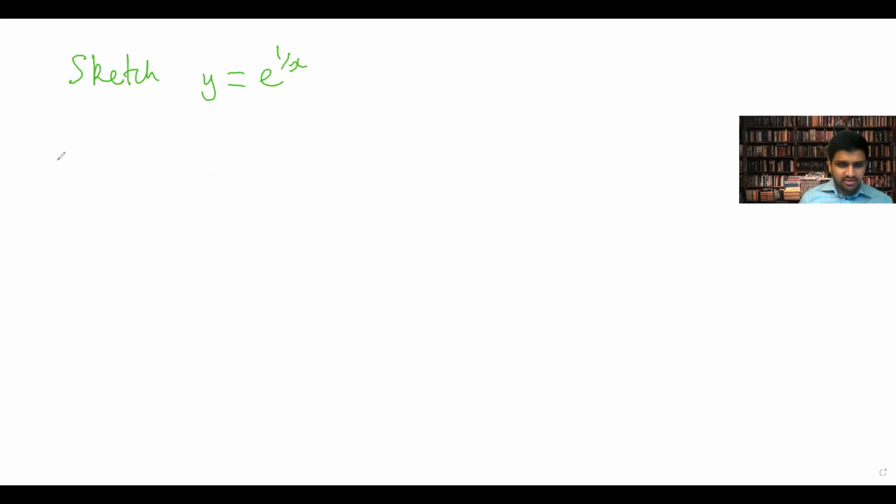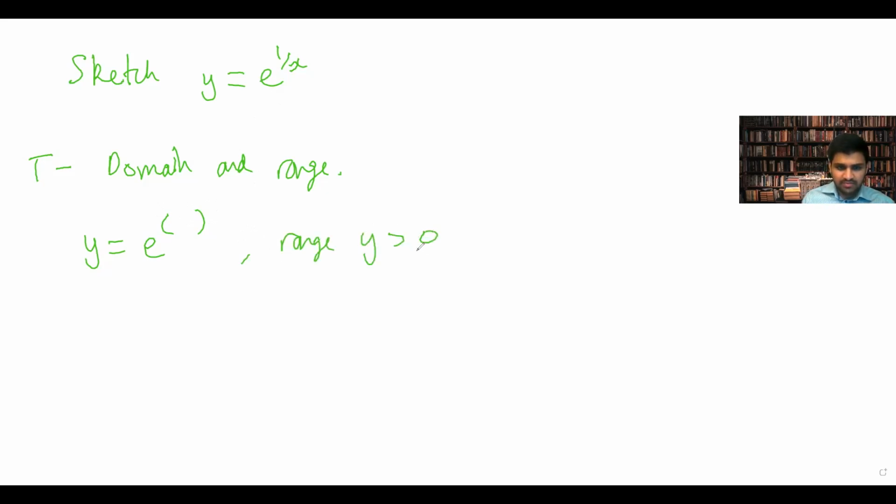So when doing graph sketching, it's important to consider all the tools that are at our disposal. The first tool would be to consider the domain and range. This function is y equals e to the something. The main thing is this e to the power of x, or in this case 1 over x. But we know that the range is y bigger than 0. The domain is therefore defined by the function here in the brackets.